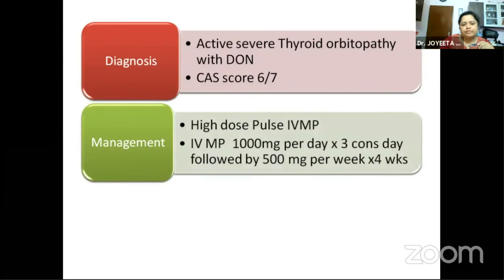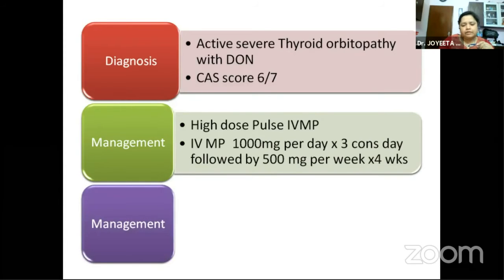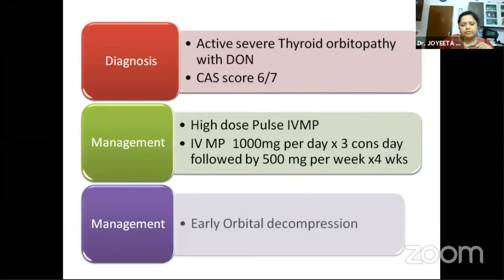I managed the case first with high dose pulse IV methylprednisolone: 1000 milligrams per day for 3 consecutive days, followed by 500 milligrams per week for 4 weeks. But the result was suboptimal. So early orbital decompression was done.